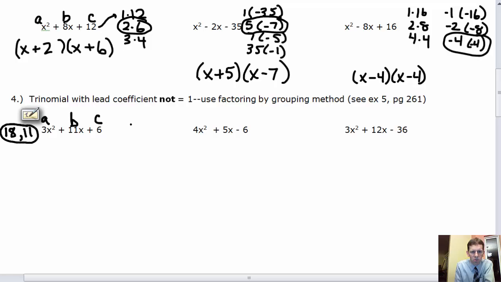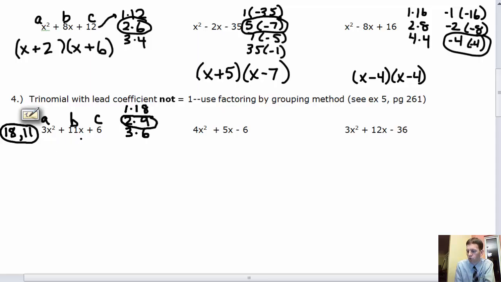So when I'm looking at numbers like this, two numbers whose product is also 18, but when you add them together, I get 11. Numbers whose product is 18 would include 1 and 18, 2 and 9, and 3 and 6. Do any of these numbers add together to get 11? Well, 1 and 18 is 19. Nope. 2 plus 9 is 11. Good. 3 plus 6 is 9. No.